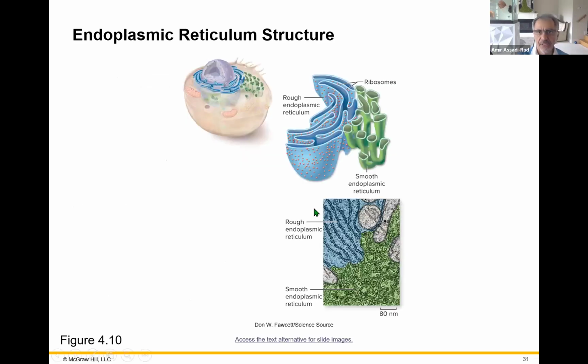And here they are showing you a rough ER. There is a membrane inside. It's hollow. We call it lumen. Okay, they didn't show it to you. Nice picture of the transmission electron micrograph, and smooth ER. And these are all mitochondria. Okay.